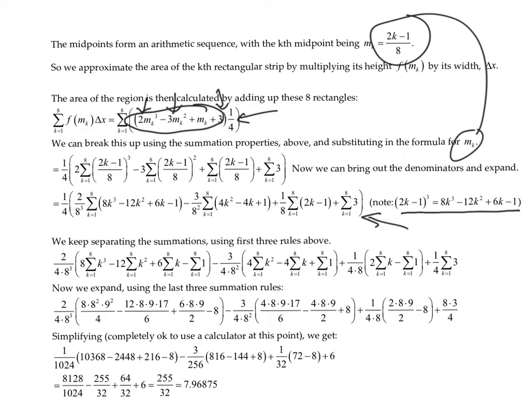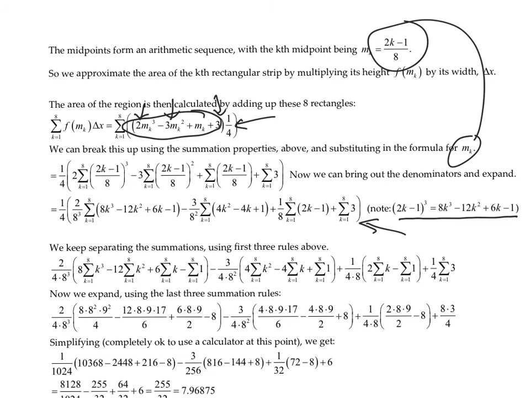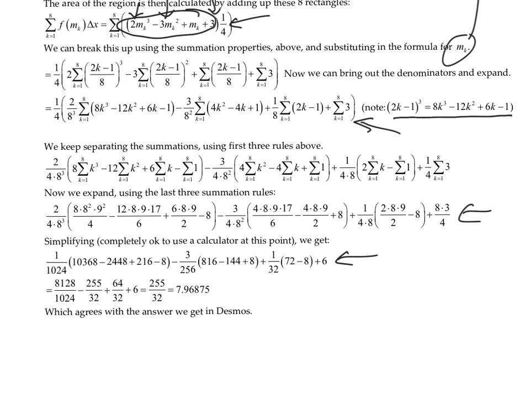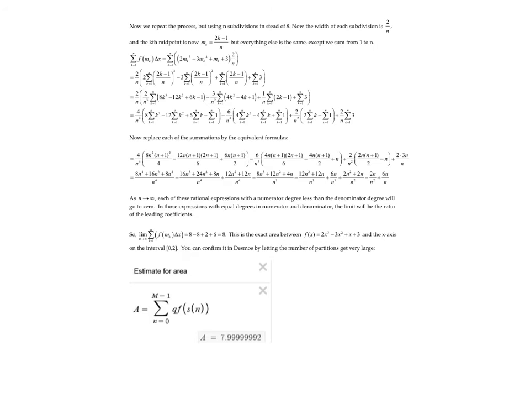And then expanding using the last 3 of the summation rules I gave at the beginning of this document, you get the following expression. It's completely okay to use a calculator at this point. You'll get the following expression here, which comes out to 7.96875, or 255/32, which is exactly the answer you get in Desmos.